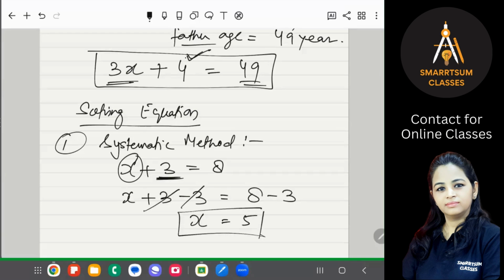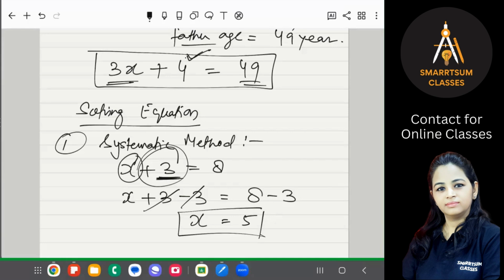Right? So what have you done? You are subtracting 3. If it is plus 3, then you will subtract 3. If it is x minus 3, then you will add 3. It means you have to remove whatever you have along with x. इसको हटाना है. ठीक है? Whether it is addition, subtraction, multiplication or division, उसका reverse operation करना है. And you have to do the same operation on the other side. Is that clear? If you are adding, then you have to add on both sides. If you are subtracting, then you have to subtract on both sides. Is that clear?